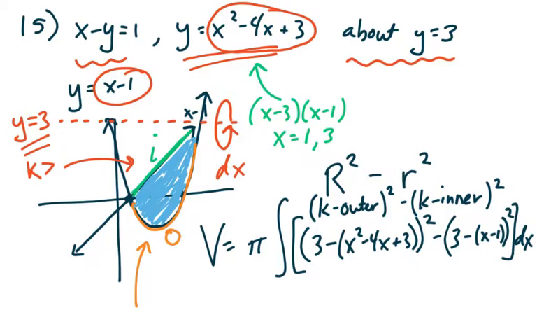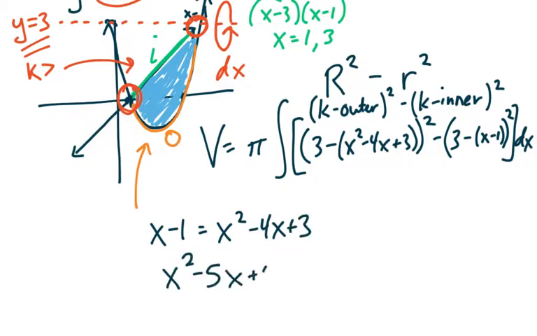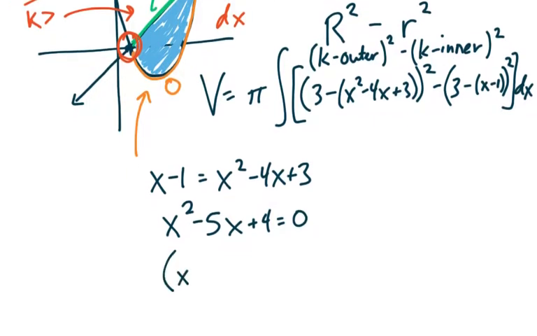But we do need the limits. So let's figure out, I'm going from here to here on my shaded region. We need to find that out. So just like old times' sake, let's set these two equations equal to each other and find the intersection points. I'll do that down here. Where does x minus 1 equal the parabola? And if I just move some furniture around, I can factor that pretty easily. And I get x minus 4, x minus 1.